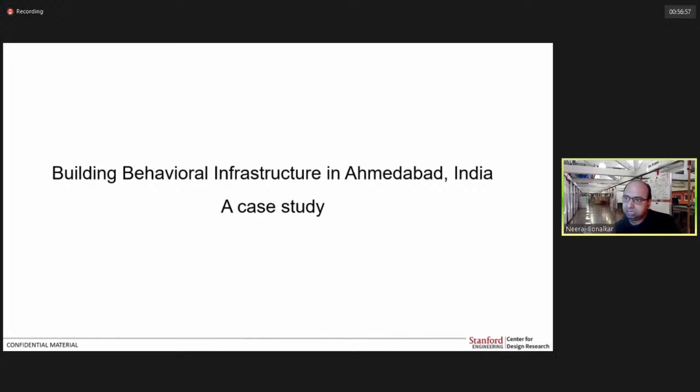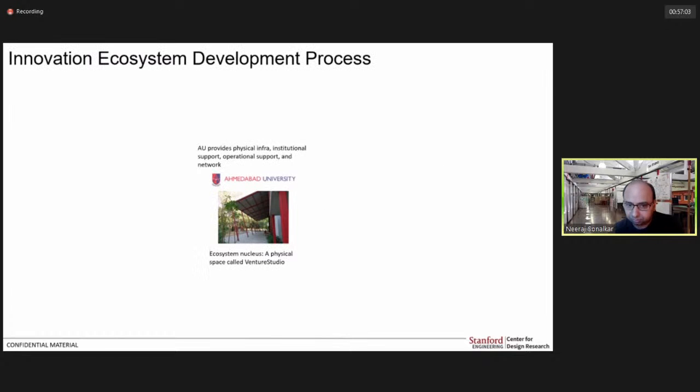The second case study, which was a follow-on to the first one, was the Venture Studio model we did in Ahmedabad. So we worked with Ahmedabad University for, I think, a period of 4 to 5 years. Or actually, if you think of the setup, it was 6 years, maybe from 2010 to 2016, more or less. And we helped design this new campus, a physical space we call Venture Studio. We worked with an investment group from Mumbai.